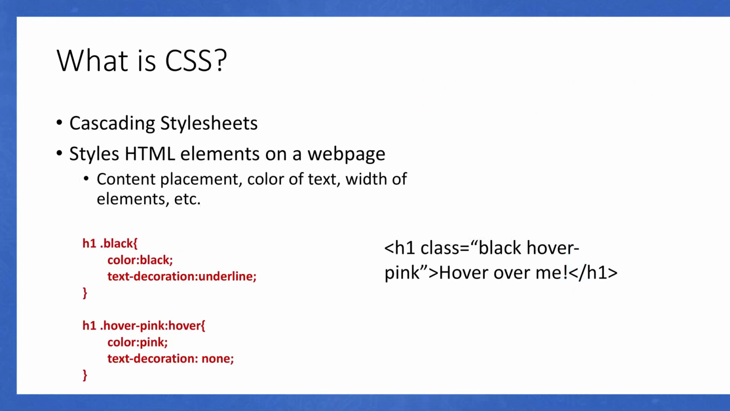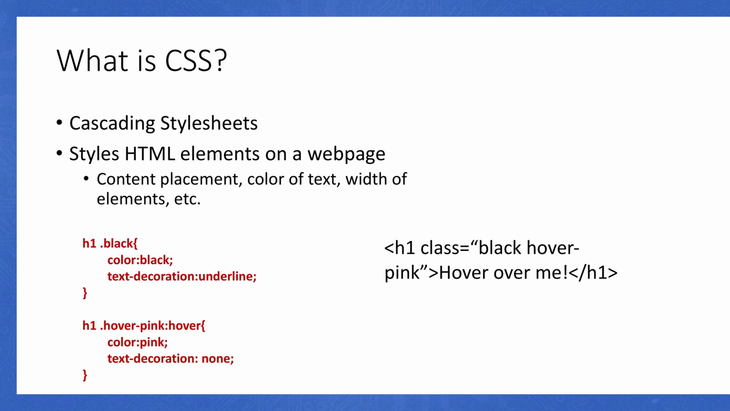Now let's talk about styling here, specifically Cascading Style Sheets, which is what CSS is. CSS is actually used to style elements on a web page. I'm talking content placement, color of the text, width, padding, margins, and other things like that. So on the left, you'll have some CSS. If I target the h1 element, and if it has a class of black, it's going to change the color to black, and it's going to underline the text.